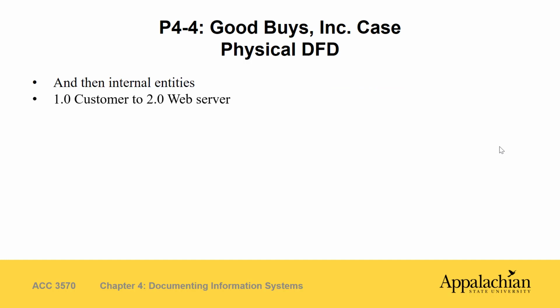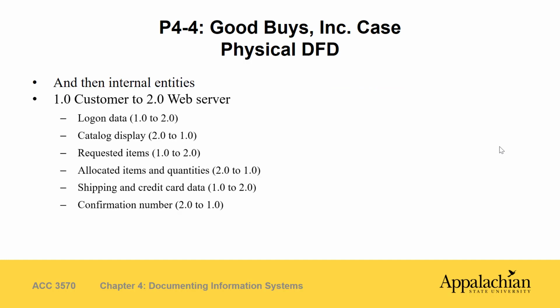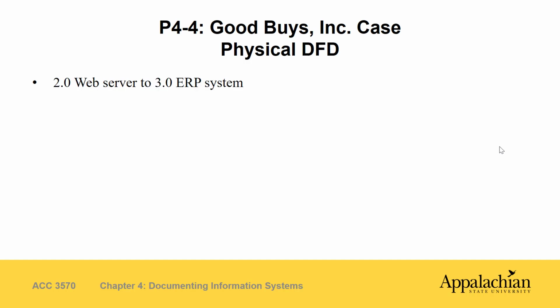And then internal entities, 1.0 to 2.0 web server. These are all the data flows from the table of entities and activities. And remember, when you're writing this out, it comes directly from the table of entities and activities. So you've got your logon data, your catalog data, requested items, allocated items and quantities, shipping and credit card data and confirmation number, and the flows to the side tell which way the flow goes between the internal entities, which, as I talked about earlier, are numbered chronologically.